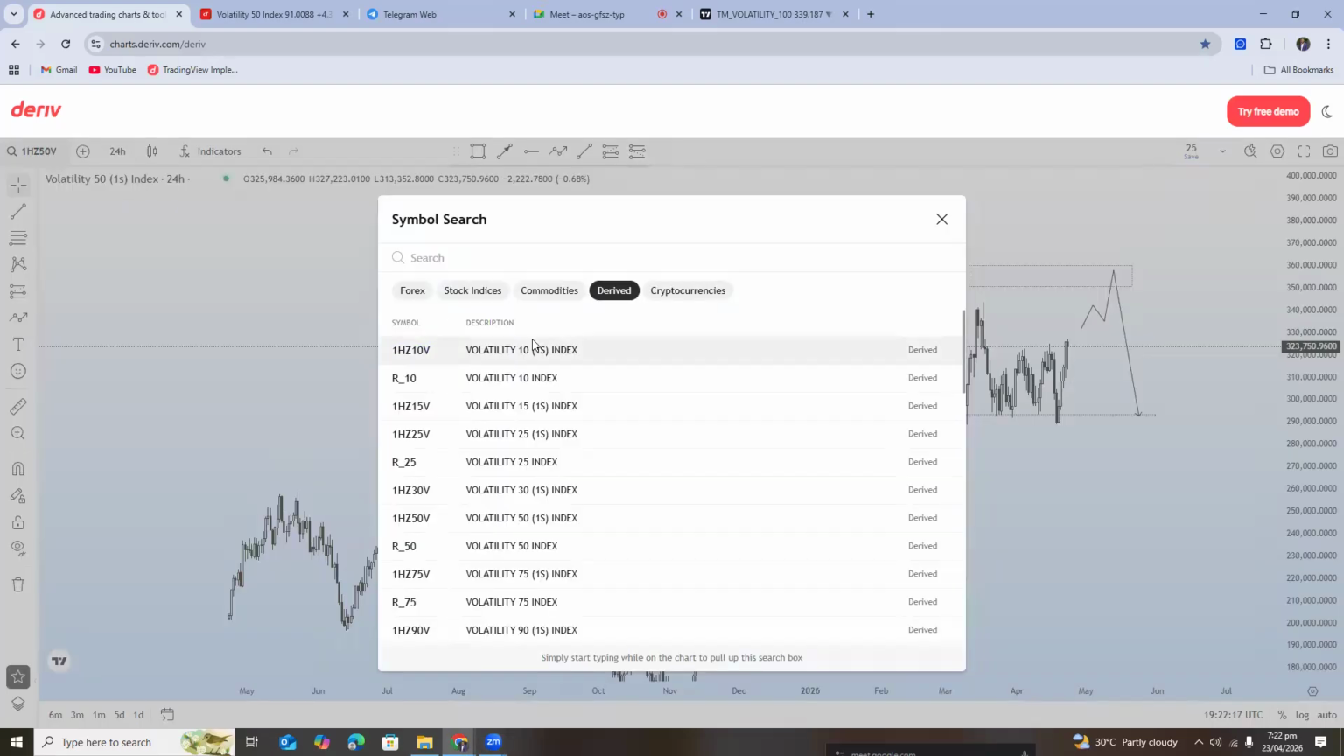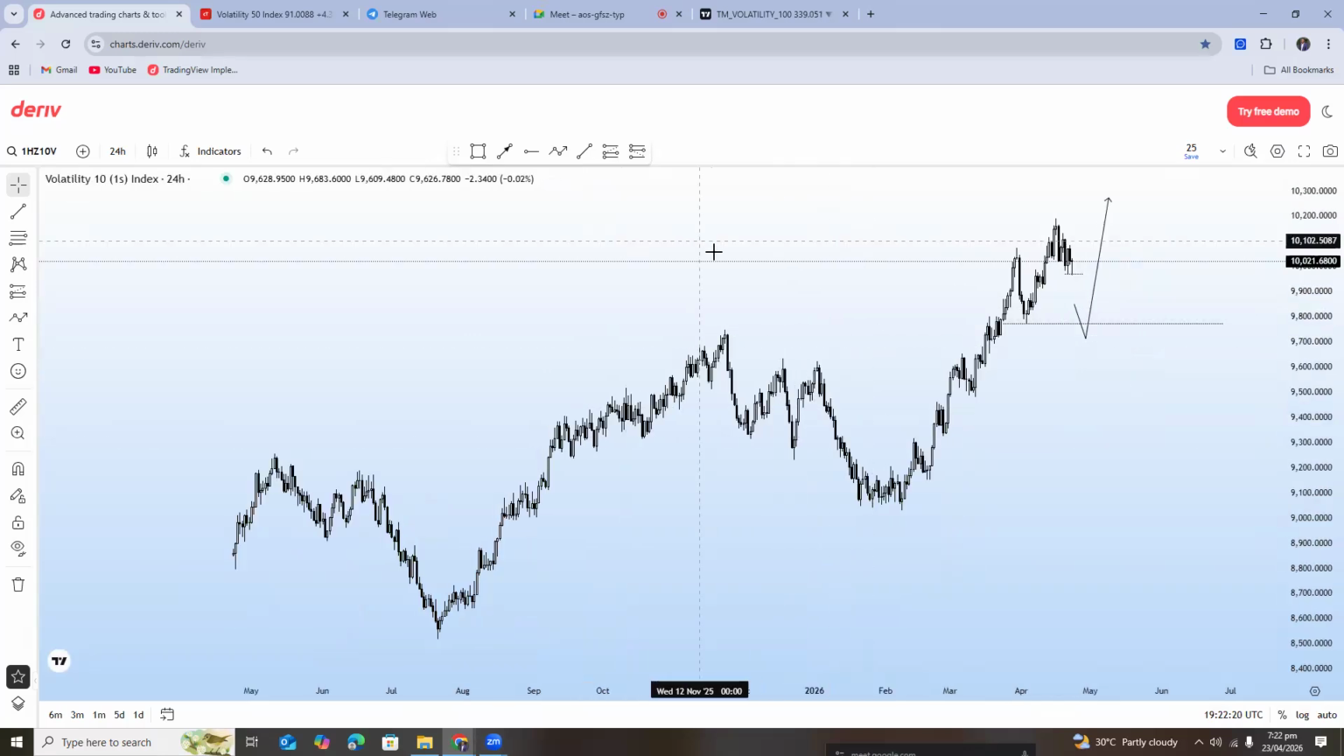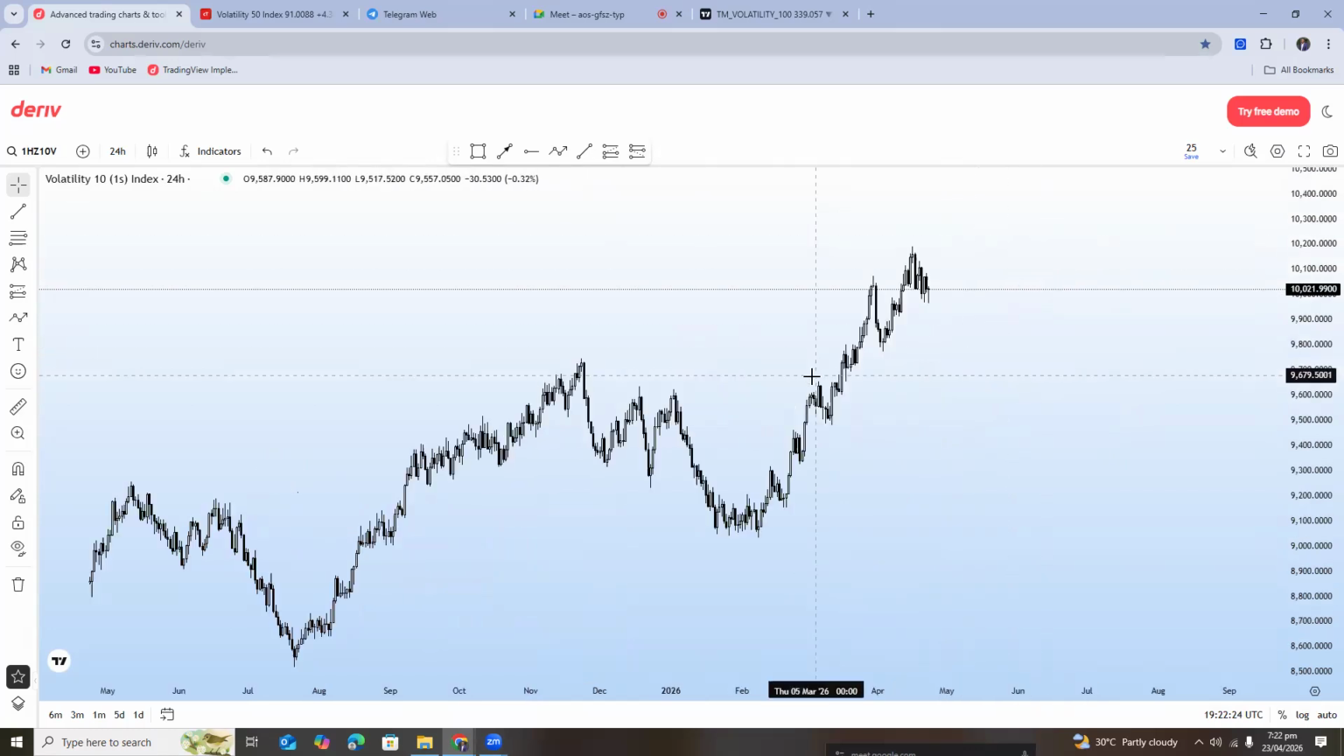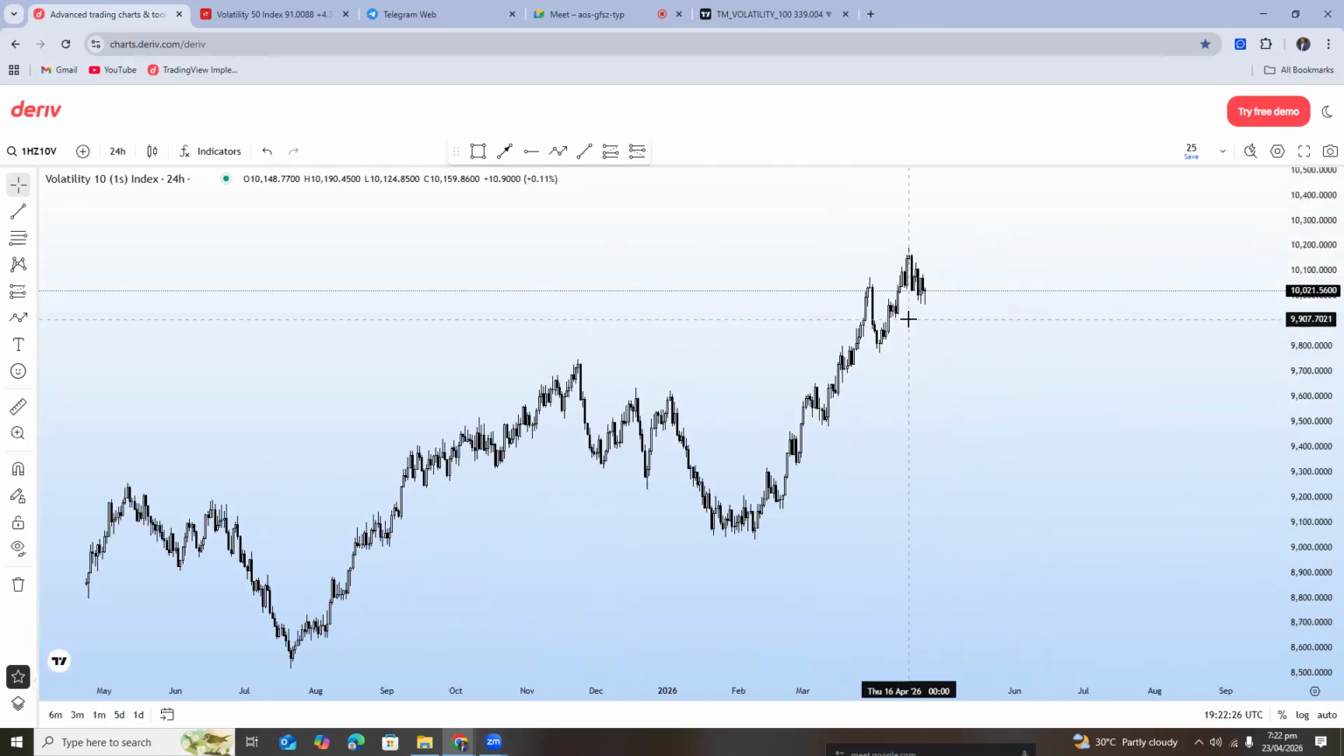I don't have any specific market in mind, but I just want us to look at the markets together and then see how we are going to analyze them.